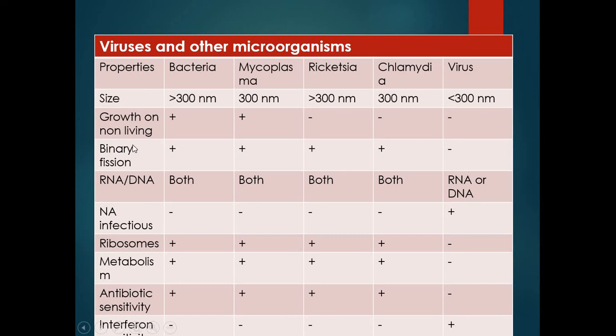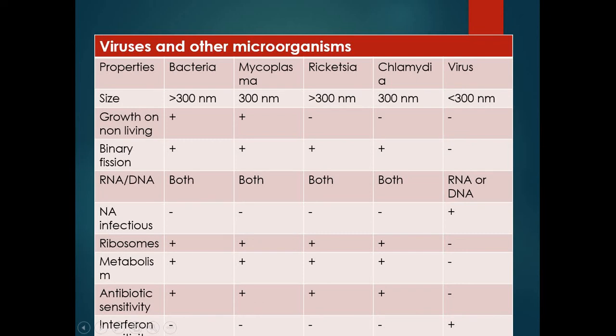The process of binary fission and mitosis. Binary fission takes place in bacteria. All of them, like bacteria, mycoplasma, rickettsia and chlamydia, reproduce using binary fission, but viruses can't replicate using this process. DNA and RNA: bacteria, mycoplasma, rickettsia and chlamydia have both DNA and RNA together, but viruses don't; they have either RNA or DNA.